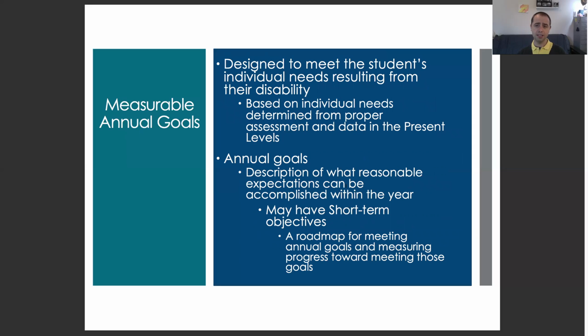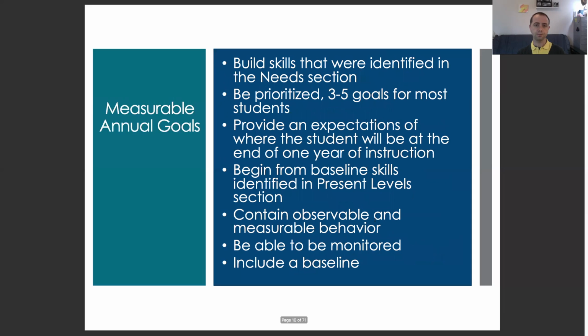And moving forward with those measurable annual goals, we want to make sure that we understand that these are designed to meet that student's individual need based on what we wrote in those present levels. The annual goals have to be something that the student can generally meet within 1 year's time. We have to have what we consider reasonable expectations. These annual goals may have short-term objectives. For any student that takes the Pennsylvania Alternative Assessment, the PASA, we need to have short-term objectives. But for other students, if you decide to have a short-term objective, you certainly can. And those objectives are just a roadmap for how we're going to meet that measurable annual goal.